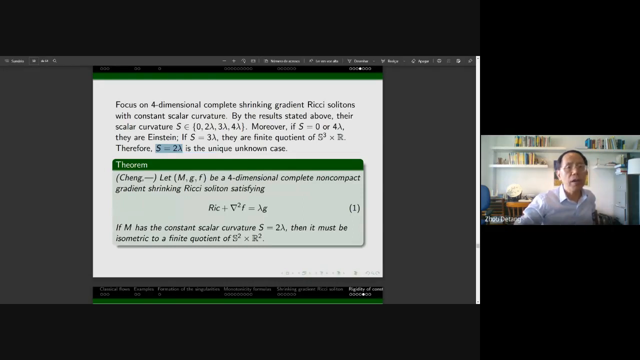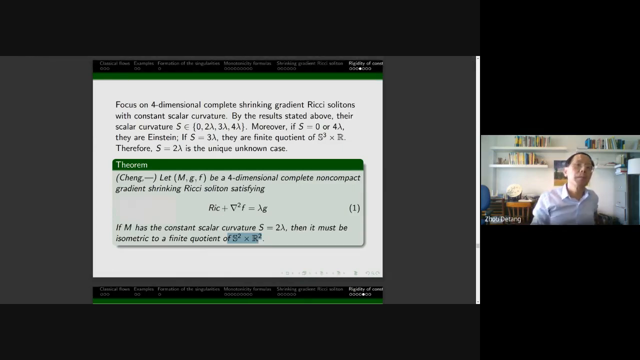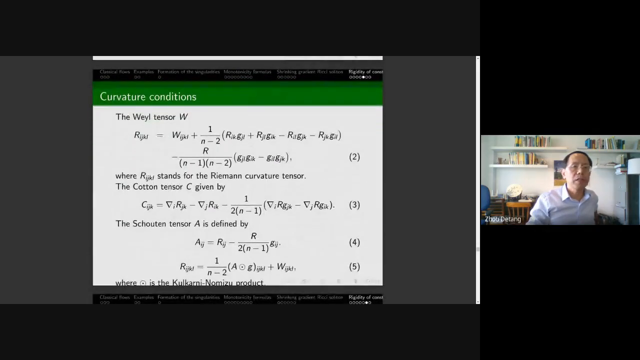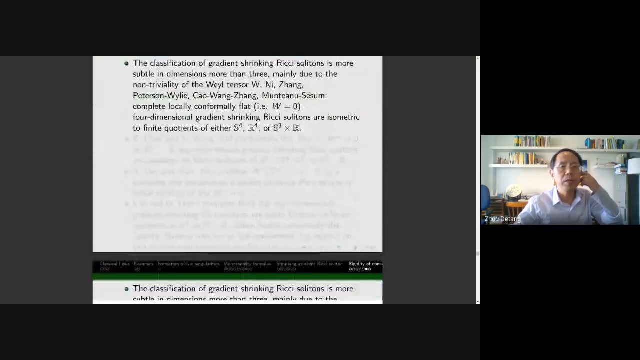If you have a four-dimensional complete non-compact gradient Ricci soliton satisfying this, and the scalar curvature is equal to this, then it must be S2 cross R2 or a finite quotient of them. The proof is quite different. We need to work a little bit to compute the other things here, so I will skip this one.